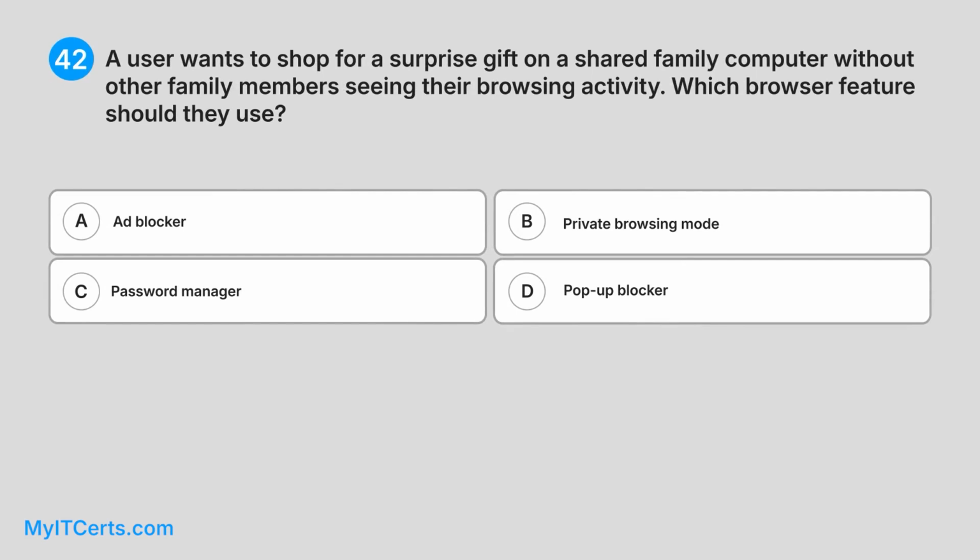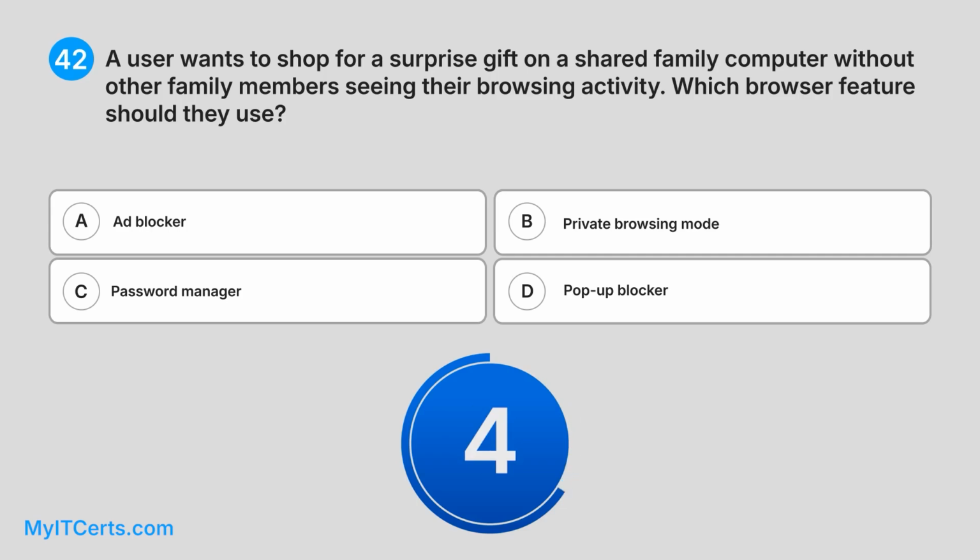42. A user wants to shop for a surprise gift on a shared family computer without other family members seeing their browsing activity. Which browser feature should they use? A. Ad blocker. B. Private browsing mode. C. Password manager. D. Pop-up blocker. Can you guess the answer?